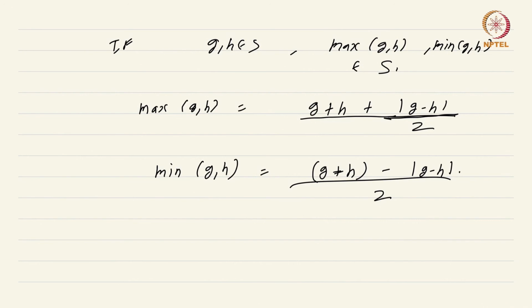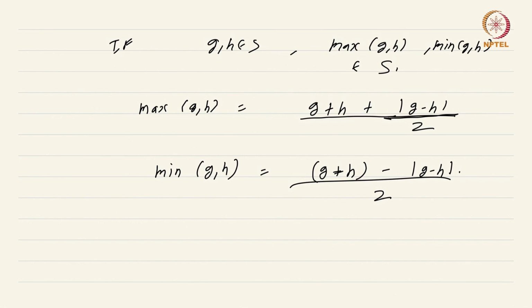So please check that these formulas for the maximum and minimum of g and h are correct. I think I have done this once before in real analysis 1. If not, it's a straightforward check. So we have explicit formulas for g plus h, max of g, h and minimum of g, h. Now observe that because S is a subalgebra, if you could show that modulus of g minus h is in S, you are actually done.